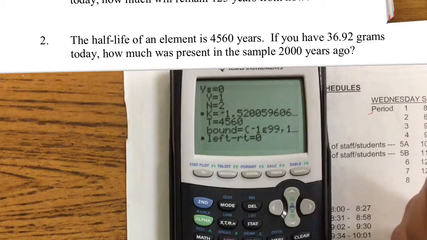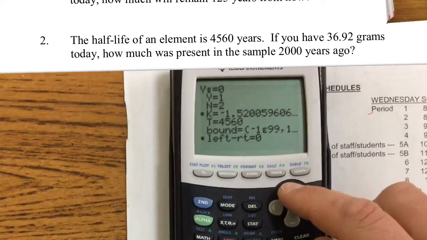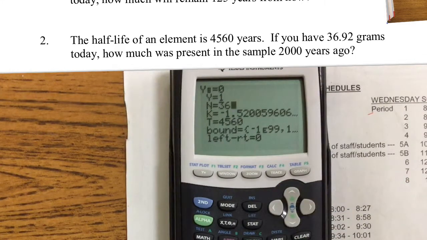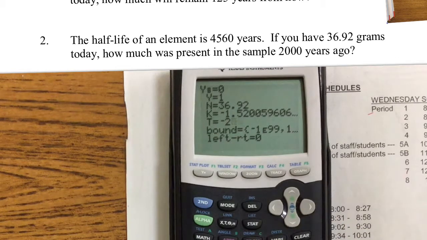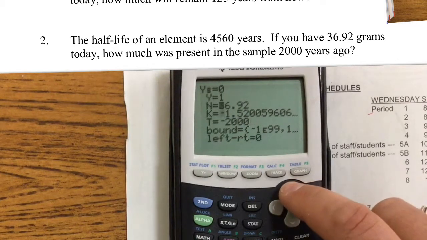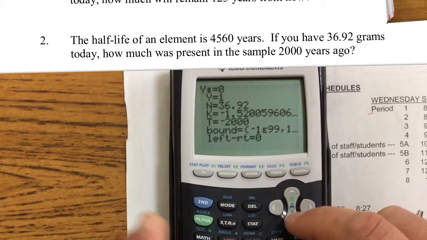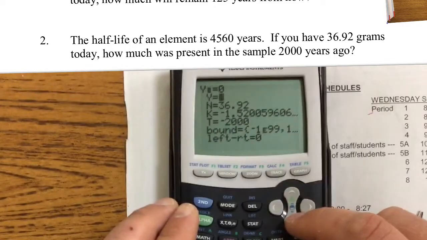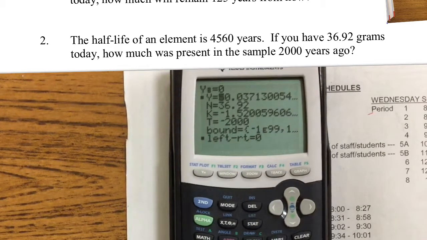Okay? So then we read on. It says, if you have 36.92 grams today, so 36.92 is the amount I have today, how much was present in the sample 2,000 years ago? Well, 2,000 years ago is a negative time. It's in the past. So let's go with time as negative 2,000. And let's go back up here to the Y and figure out how much was there then. Remember, N is the amount now, like today, and Y is the amount at some other time, being 2,000 years ago. Alpha solve. So 2,000 years ago, there was 50.04 grams.